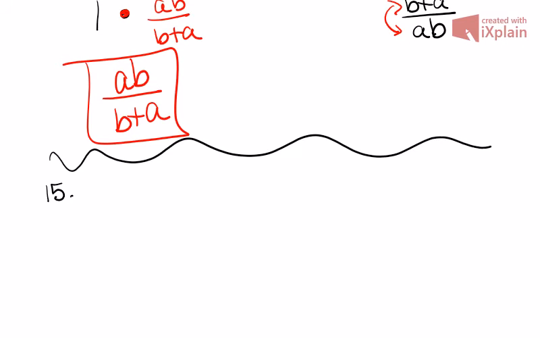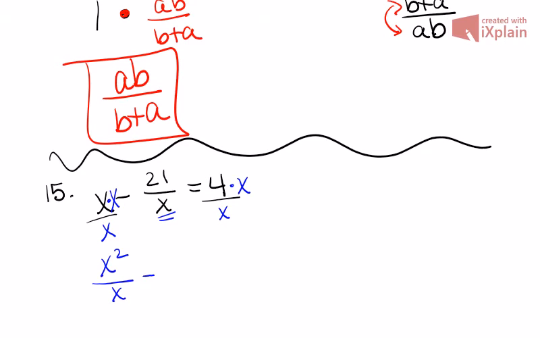It's not a problem. For 15, x minus 21 over x equals 4. Again, I see this minus sign, so I know I need common denominators. Really, this guy and this guy need x's. So to put an x down here, I need to multiply by x up top. This guy has x. The 4 needs x, so he gets x up top as well. So right now, I have x squared over x minus 21 over x equals 4x over x.